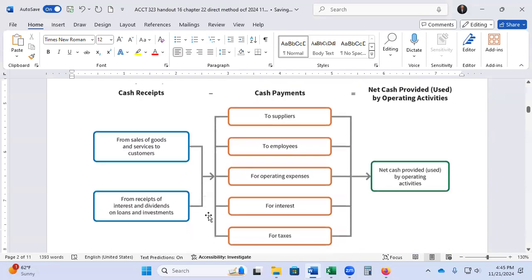Okay. Now this is kind of a breakdown of what you're going to see. So you kind of have to report, okay, these are my cash receipts from sales of goods to services, from receipts of interest and dividends. So this is kind of separate, right? And then you have to report to suppliers, to employees for operating expenses, for interest, and for taxes. All right, those are kind of the minimum requirement. The FASB says you can add additional things if you would like to disclose them, if it would be valuable.